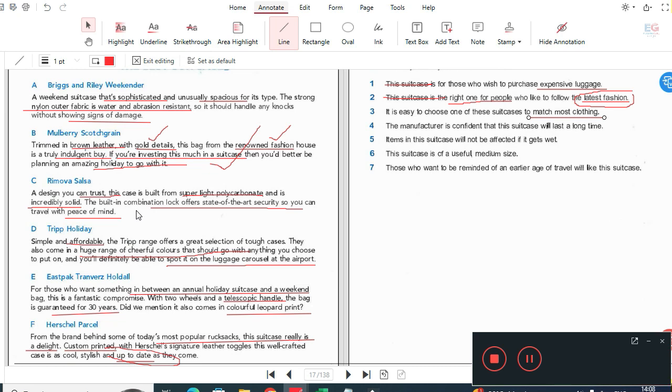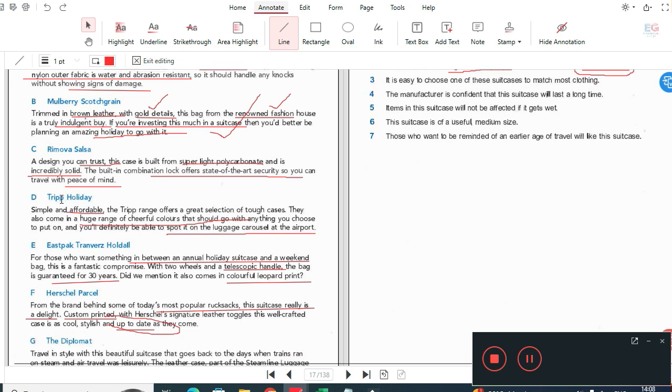Actually, I think we had come across some passage that was colorful that should go with, see, this one. Okay, this is that one, guys. Should go with anything you choose to put on. Okay, so that one is matching. So the answer can be D. See, guys, this is the advantage if you are doing accordingly. So try to do like this.